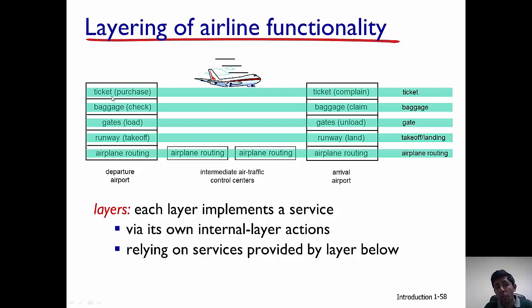Only once you have purchased the ticket can you go to the next stage of checking in baggage. Without purchasing a ticket, you cannot check in the baggage. And only after you check in the baggage can you go to the gates. So going to the gates and sitting on the aircraft requires you to have done the previous two steps, that you purchased the tickets and you have checked in your bags.